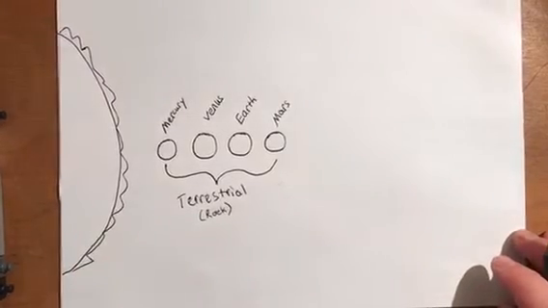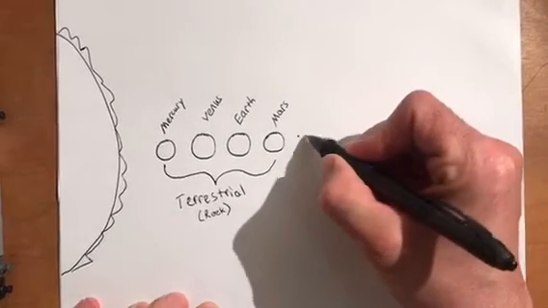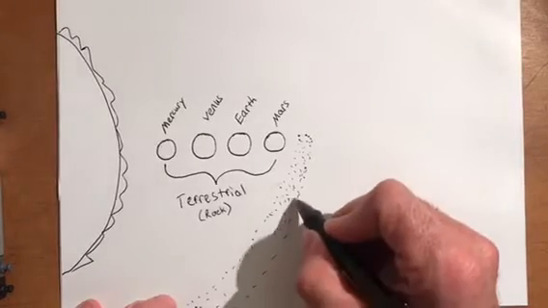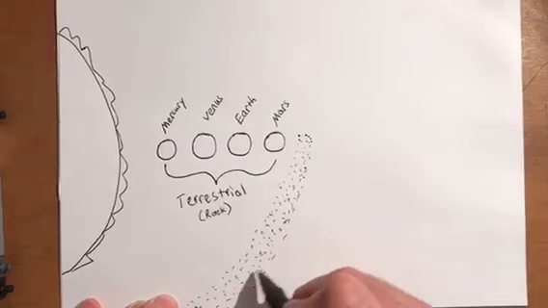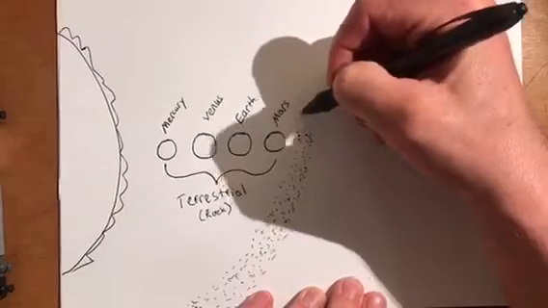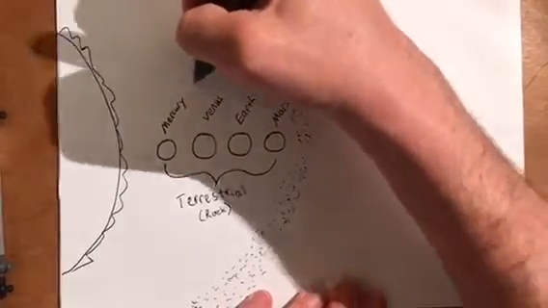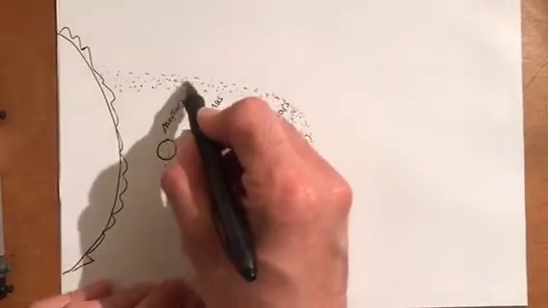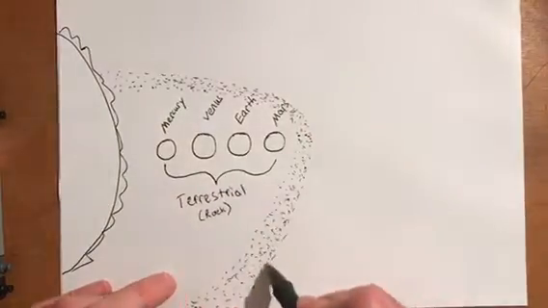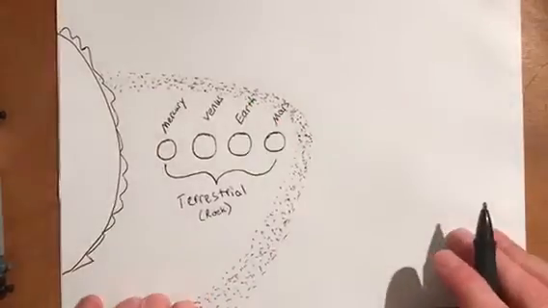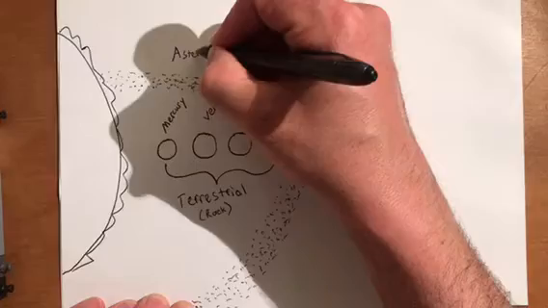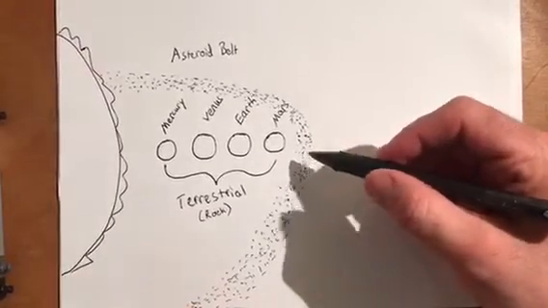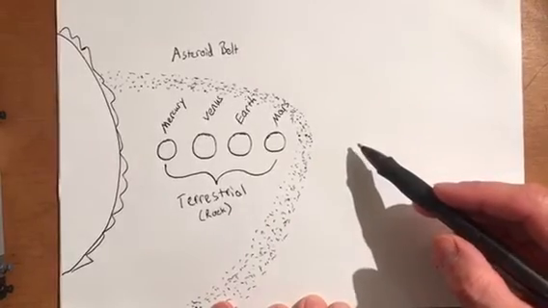So I'm going to take my time here and draw an asteroid belt. Alright, we have our asteroid belt, made up of chunks of rock and metal. Now we're going to move into the outer planets.